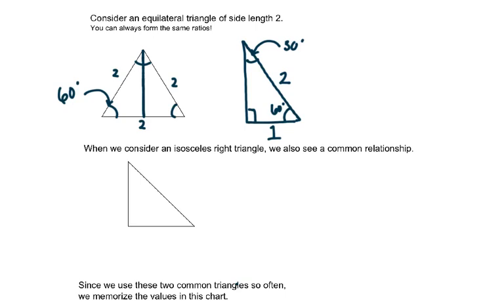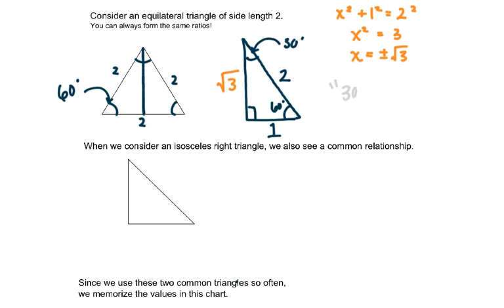And if I use the Pythagorean theorem to find this missing side, I would say x squared plus 1 squared equals 2 squared, or x squared equals 2 squared take away 1, that's going to be 3. X equals plus or minus the square root of 3. We'll find that this vertical side is now root 3. So this represents what we like to call our 30, 60, 90 right triangle. And the ratios in this right triangle are always going to be the same.